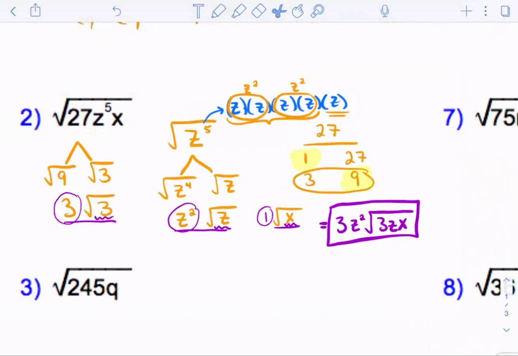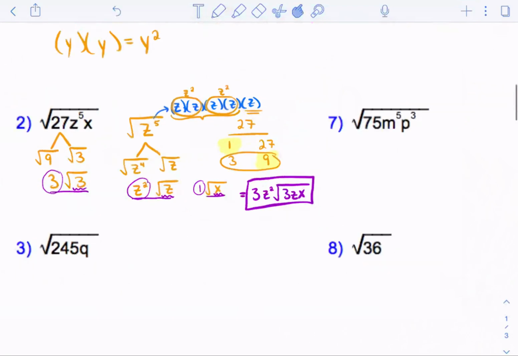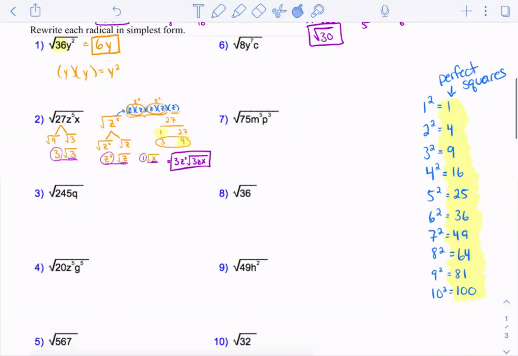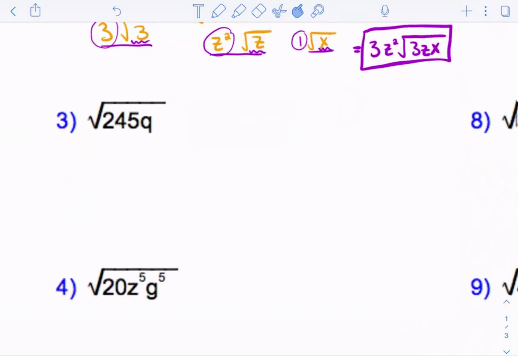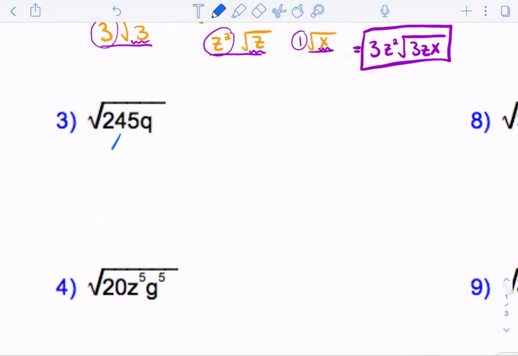I'm just going to try and make it a little bit smaller so that I have room for the rest of my problems. So if you want to pause it here and try some of these and then come back and see if you did it correct, you can do that. I'm just going to continue showing the answers here. You could follow along with my work and see if you agree with my answers. I might change up some colors.